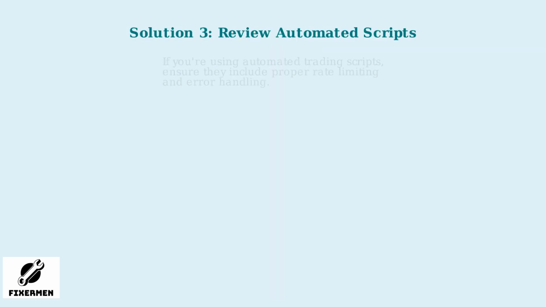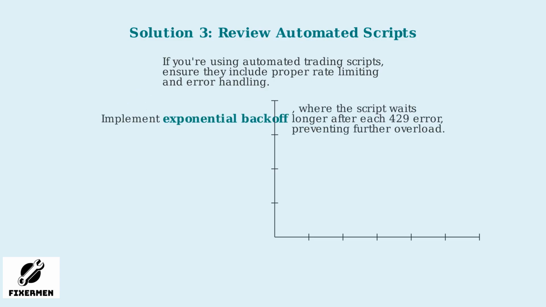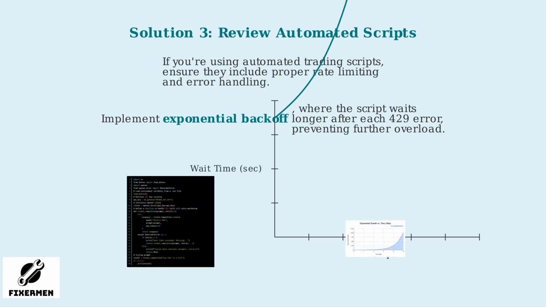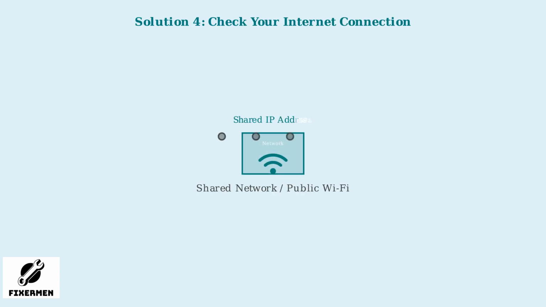If you're using automated trading scripts, ensure they include proper rate limiting and error handling. Implement exponential backoff, where the script waits longer after each 429 error, preventing further overload. Solution 4 focuses on checking your internet connection.